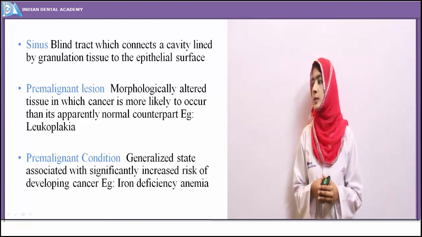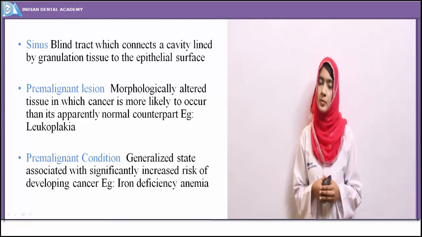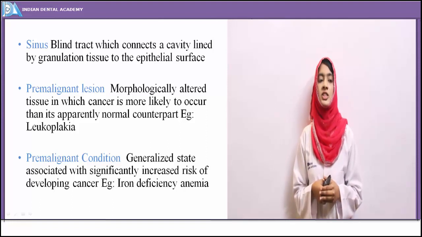So they are beginning to show the malignant or dysplastic changes. The commonest premalignant lesion is leukoplakia. It has a significant risk for transformation into a malignant lesion. A premalignant condition is a generalized state which is associated with a significantly increased risk of developing cancer.